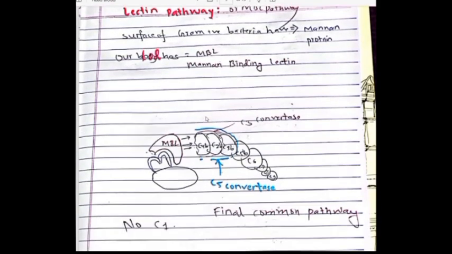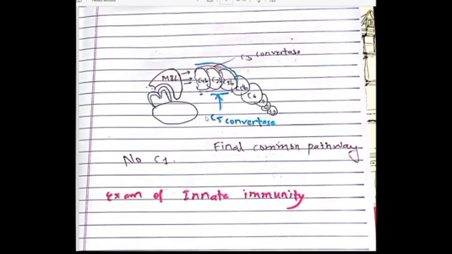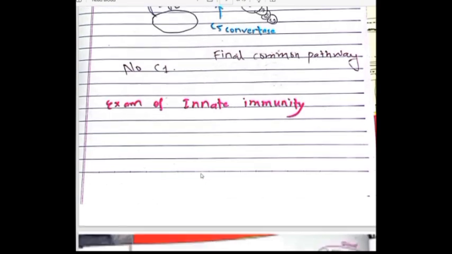Now there is another pathway called the lectin pathway or MBL pathway. The surface of gram-positive bacteria has mannan protein. Our body has MBL, mannan binding lectin. In the MBL pathway, C4b binds, which activates C2. C2b binds, which activates C3. C3b binds, which activates C5. C5b binds, activates C6, C7, C8, and C9. This is the final common pathway. There is no C1, and this is an example of innate immunity.